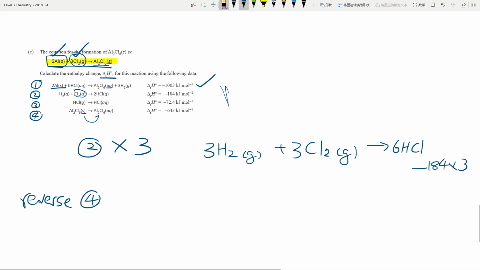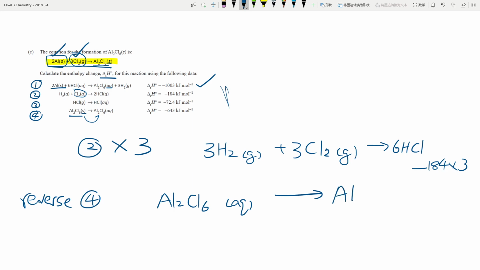Why do we need to reverse it? Because we need the solid stuff on the right hand side. So it's Al2Cl6. Oops, I say 6, I write 3. Don't you love it? Aqueous turning into Al2Cl6 solid, and that will be positive 643.